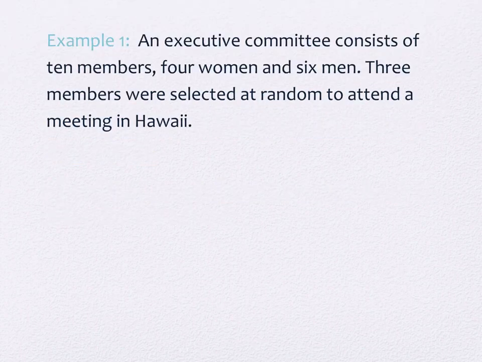All right. Absolutely love this question. This question's a really good example of events that are not independent. It matters. So let's actually talk about what's going on here. We've got an executive committee. It has 10 members on the committee. 4 are women and 6 are men. And 3 of them are going to be selected at random to go to Hawaii.